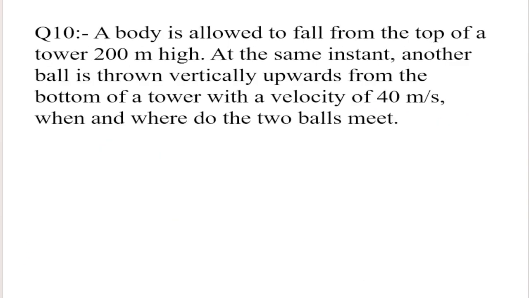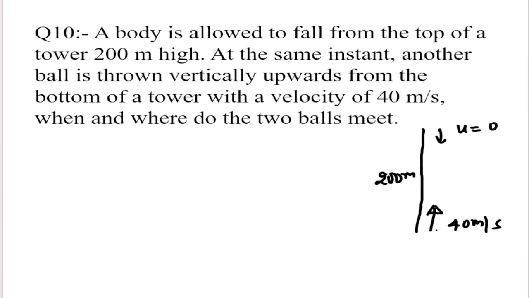Now question number 10. A body is allowed to fall from the top of a tower 200 meter high. This is the tower and 200 meter. A ball is allowed to fall freely, u equal to 0. At the same time, a ball is thrown vertically upward with speed 40 meter per second. When and where do the balls meet? Suppose these two balls meet at a height h from the ground. So from the top, the distance will be 200 minus h.